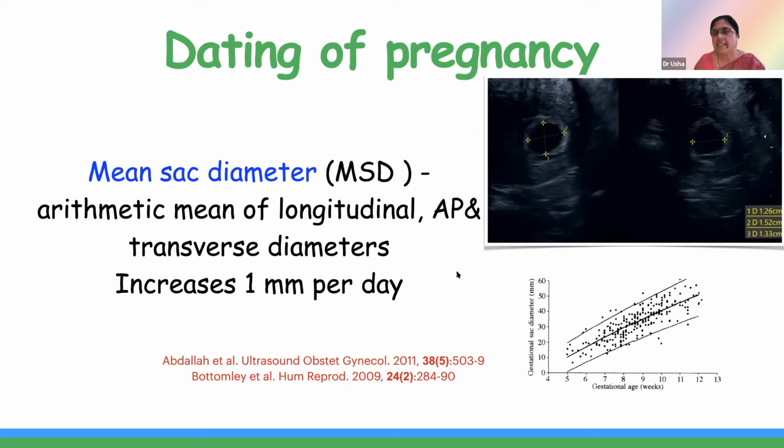So usually dating of pregnancy is not done by mean sac diameter. We use this to plan the next visit of the patient. See, if you have a sac and you don't see a fetal pole, you need to know when to call them. So we know this increases approximately 1 millimeter per day. So we can plan when to call the patient next. So for that, we use the mean sac diameter.